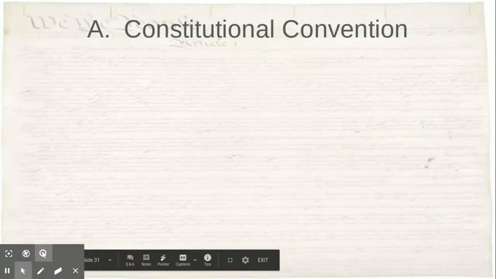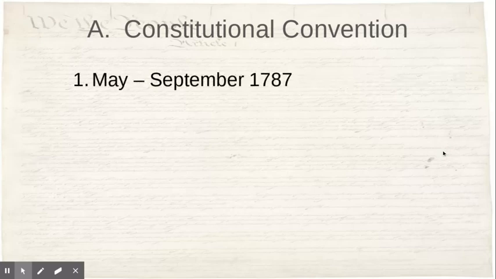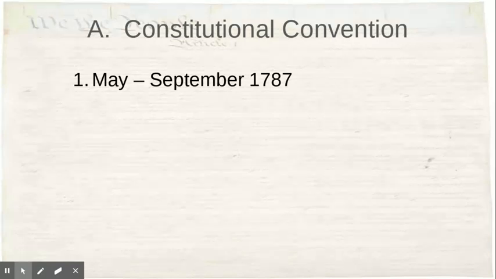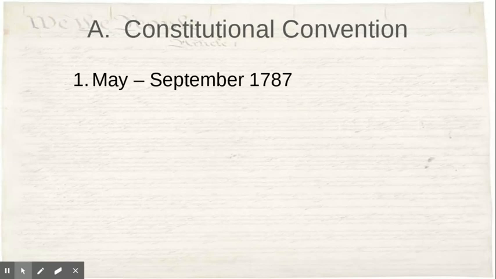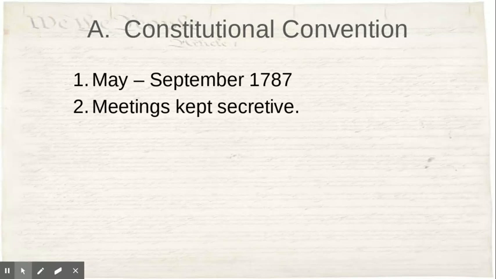Constitutional Convention. It was from May through September of 1787. So it wasn't written overnight. So notice this is more than 10 years after the Declaration of Independence. The meetings were kept secretive. They didn't want conspiracy theories about some brand new power being created or people's rights being taken away. So they kept the meetings secretive.